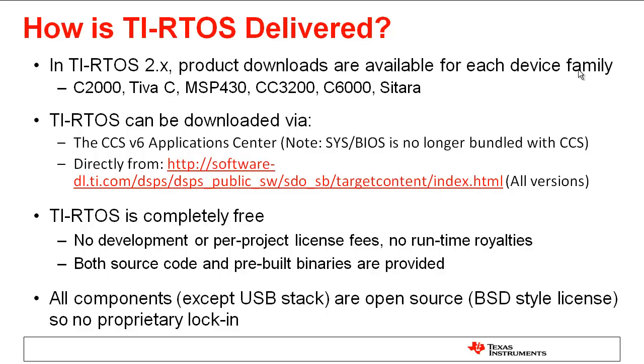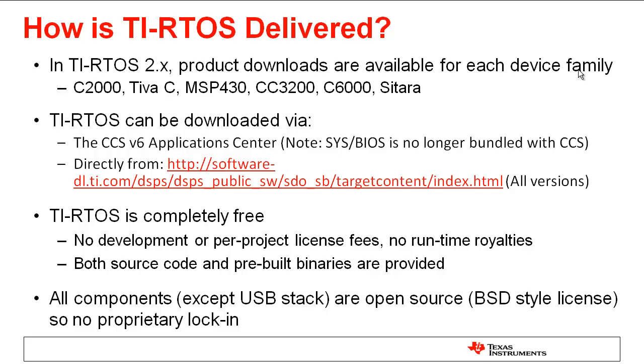With TI-RTOS 2.0, we changed our delivery mechanism. Previously, we provided a single download that supported all the different devices and device families that TI-RTOS contained. But this was leading to very large downloads. So in 2.0, we now broke that up into separate downloads for each family. So now you look at the device you're using and then go off and select the particular download that supports that device. You've really got two options to access TI-RTOS.